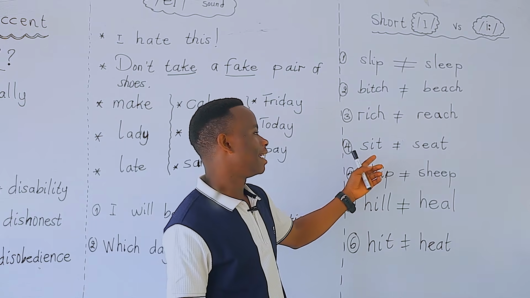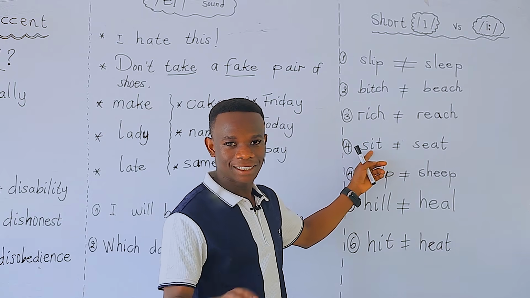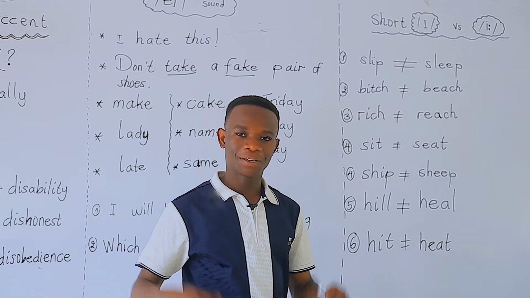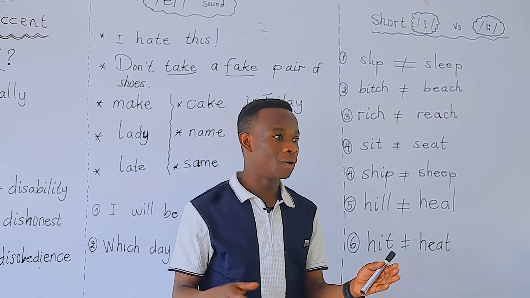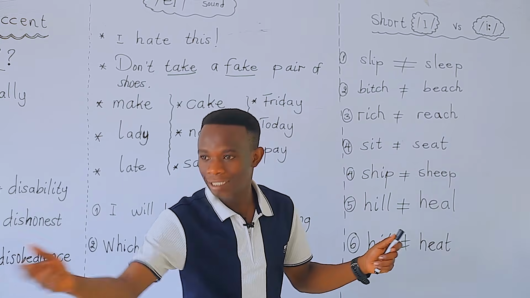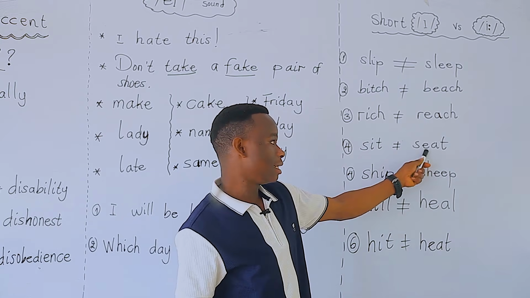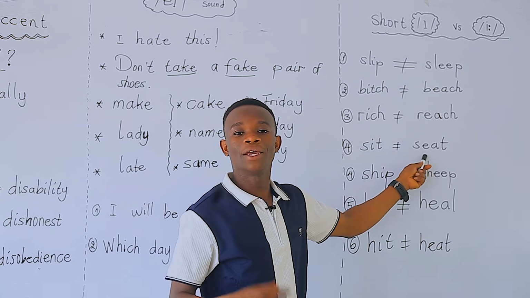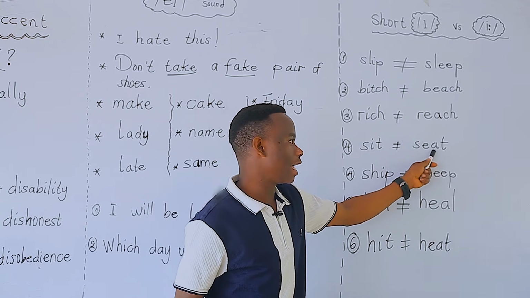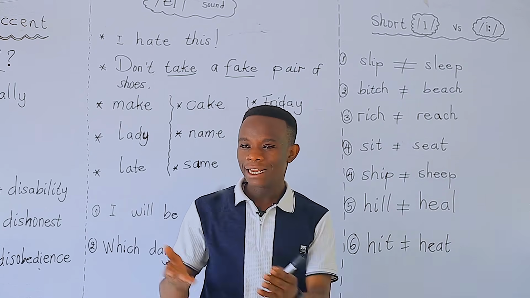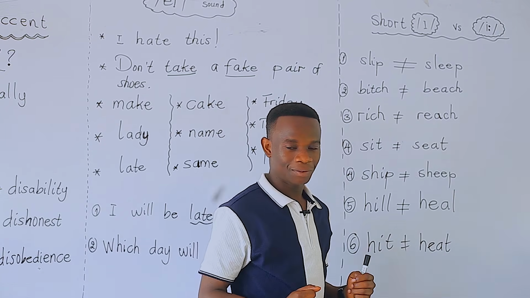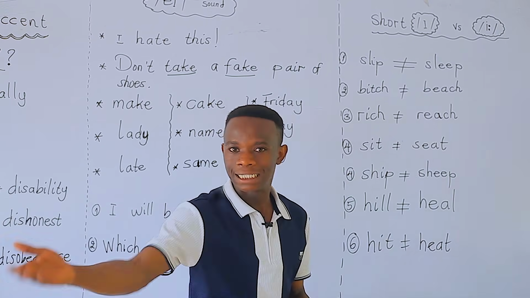So the thing is, sit and seat. I'm telling you to sit down. Sit. This is now a verb. It's an action to sit down. But this is a place where you sit. It is called a seat. I will tell you, please take your seat. And another person will tell you, please sit down.